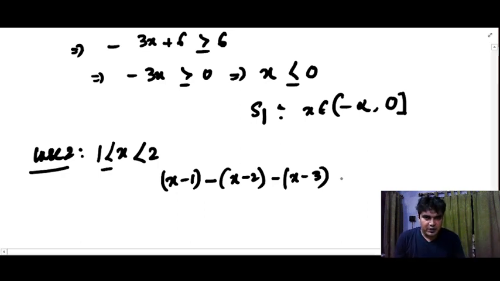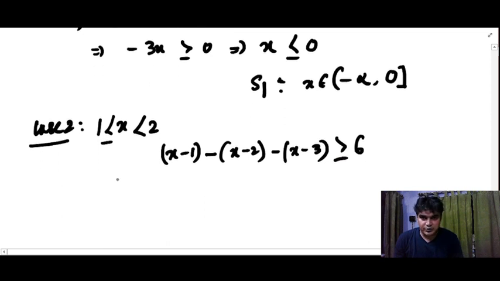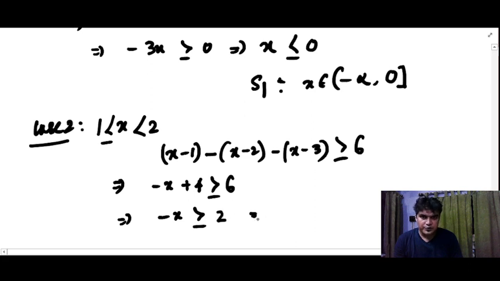So now this sum is greater than or equal to 6. As this part is greater than or equal to 6, what do we get? x minus x, the x's get cancelled, so only one x is left. So here we have 2 plus 3, 5 minus 1, so that means 4 minus x is greater than or equal to 6. So minus x is greater than or equal to 2. So that means x is less than or equal to minus 2. This is what we are getting, right?